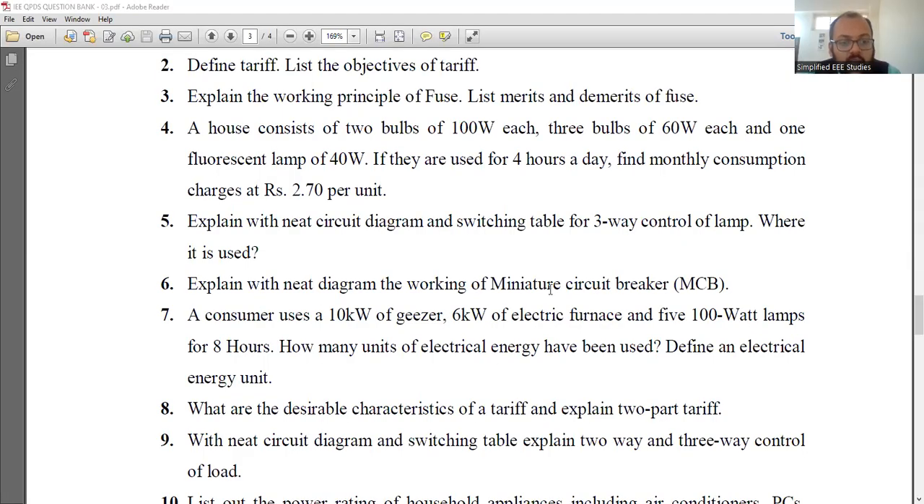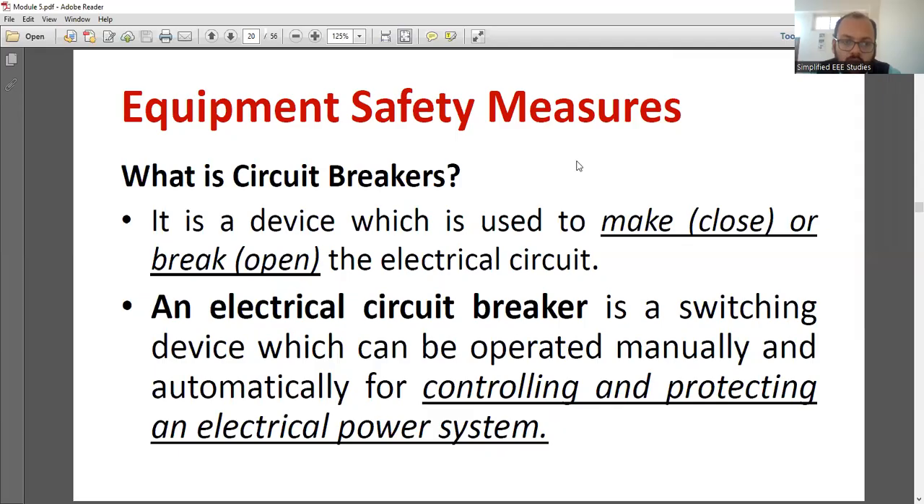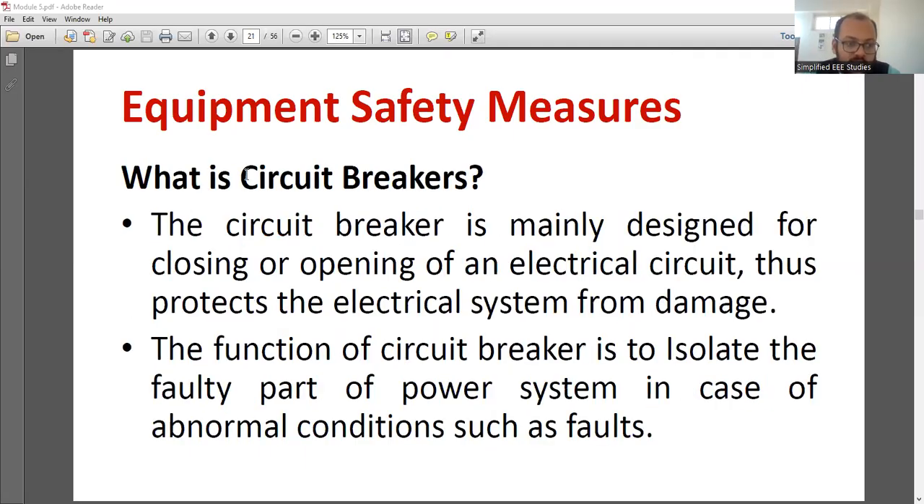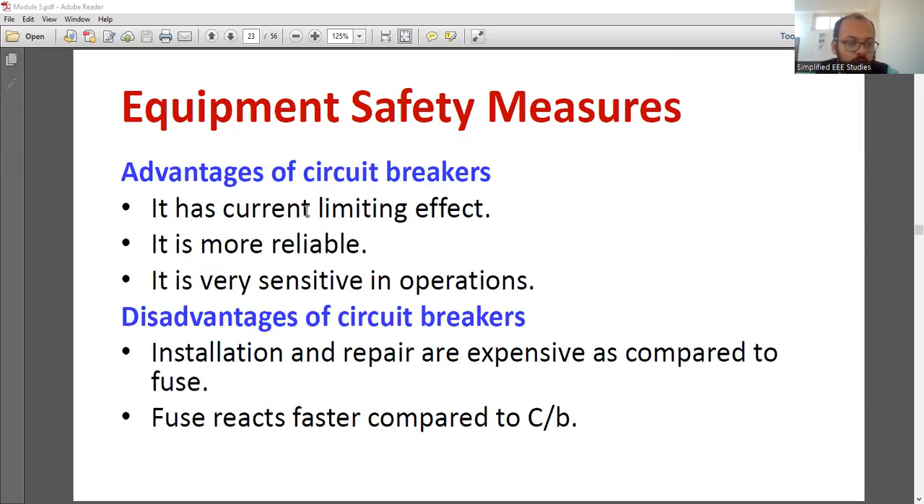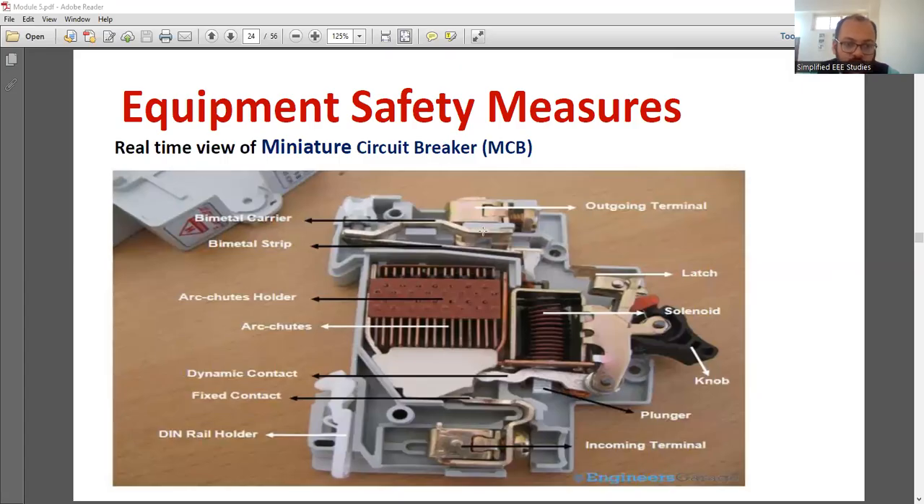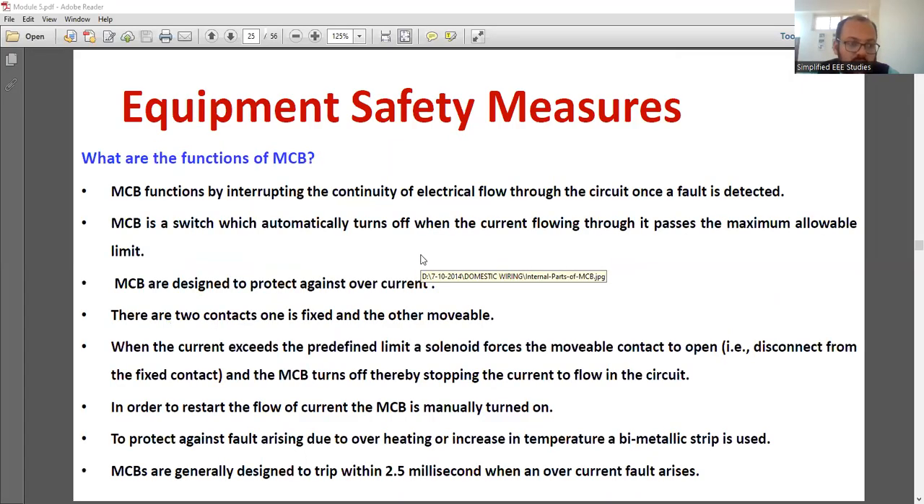Explain with neat diagram the working of miniature circuit breaker. The circuit breaker makes and breaks the circuit. That's the concept. It is more advanced rather than the fuse. It is having fixed contact and moving contact. Whenever a fault occurs, the moving contact is separated from the fixed contact. So these are the pros and cons. You can see the structure of MCB, how it looks like. The major functions are already mentioned over here. So these are the information you have to convey.